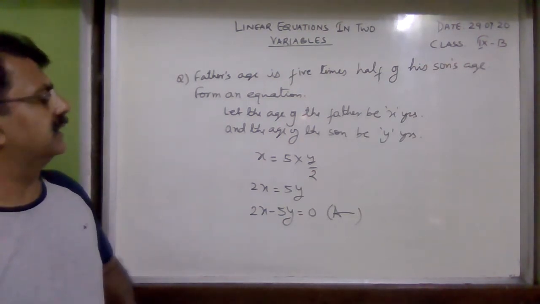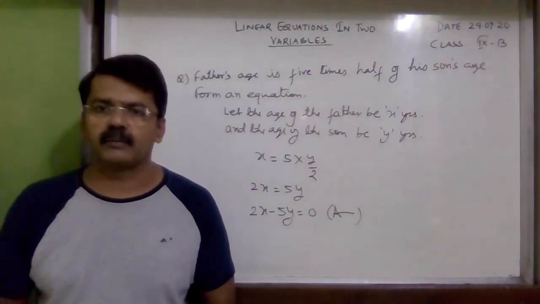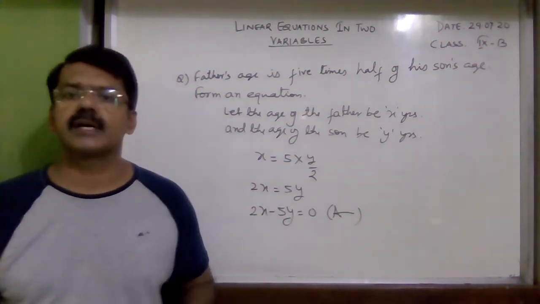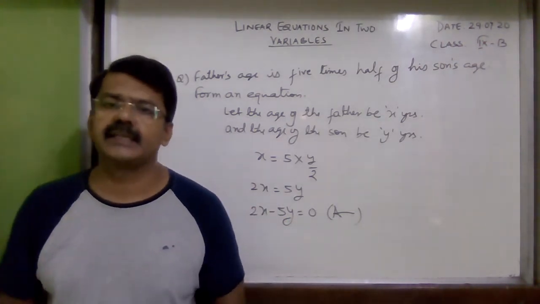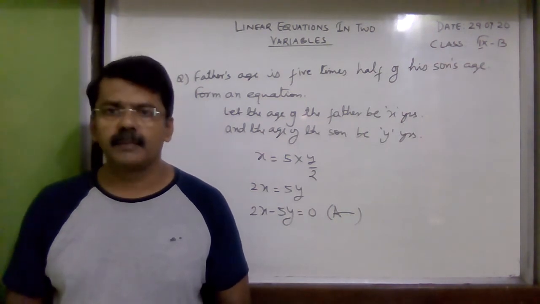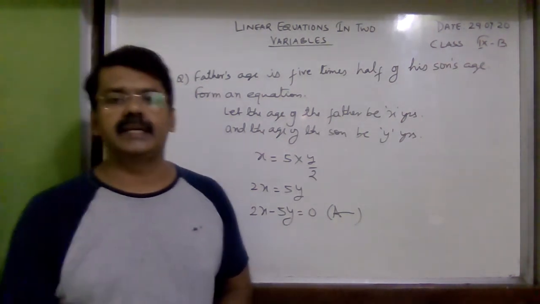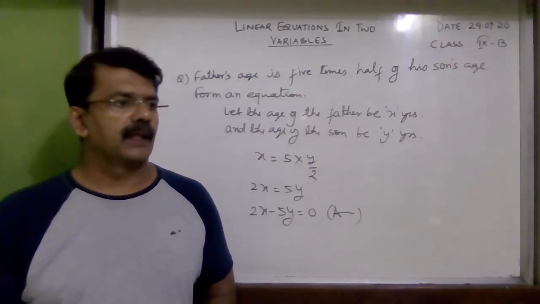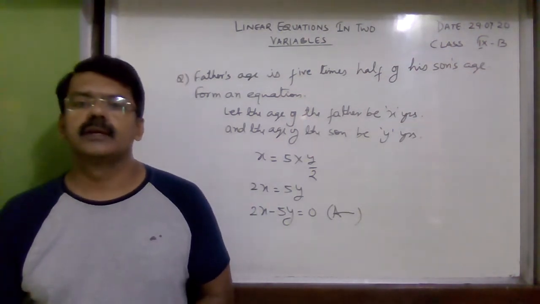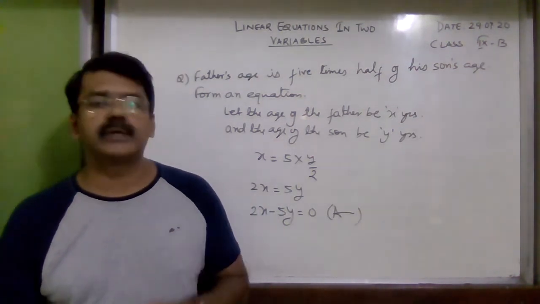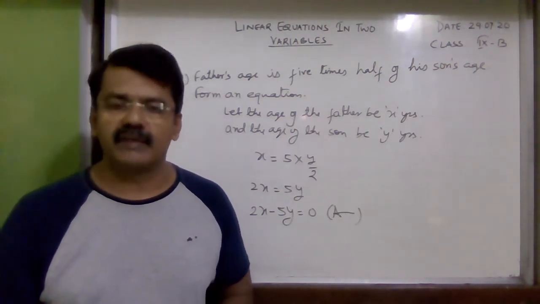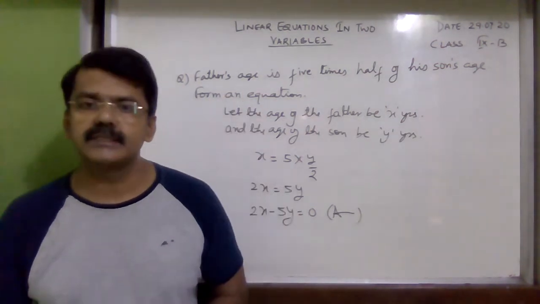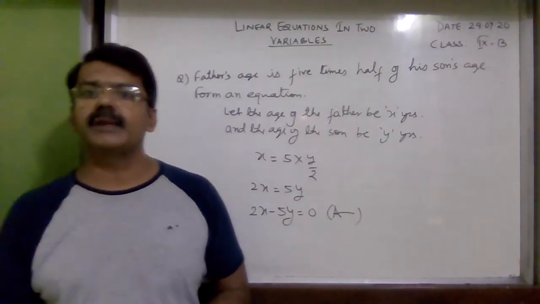So today we did a few questions based on formation of linear equations in 2 variables. I hope the sums are all clear to you. In the next period, I'll tell you how to solve 2 linear equations to get the values of x and y. When the linear equation is in one variable, only one equation is sufficient to find the value of the unknown. But when there are 2 variables, we need 2 equations to get the values of x and y.